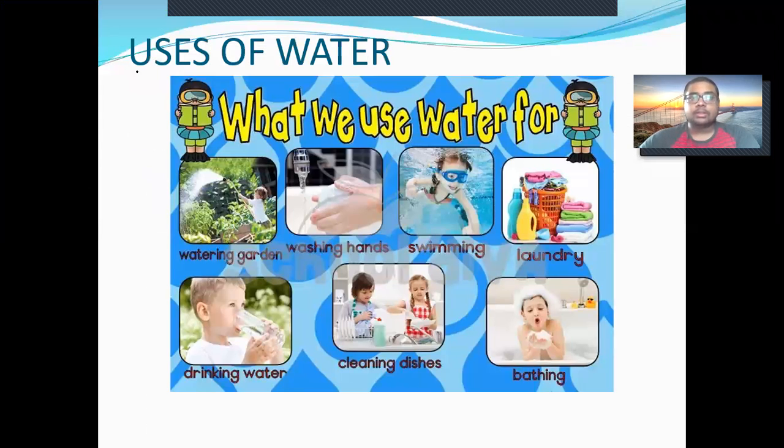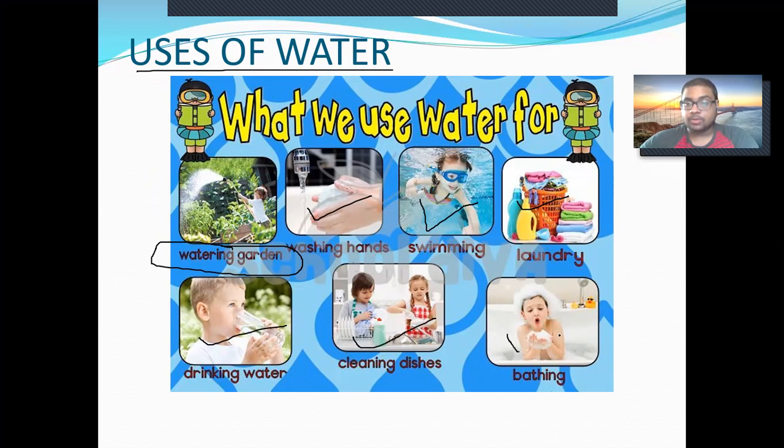So now, what are the uses of water? Where do you use water? You use water for watering the garden, watering plants. You use water for washing hands. You use water for swimming, washing clothes, that is laundry. You use water for drinking, for cleaning dishes, and for bathing.